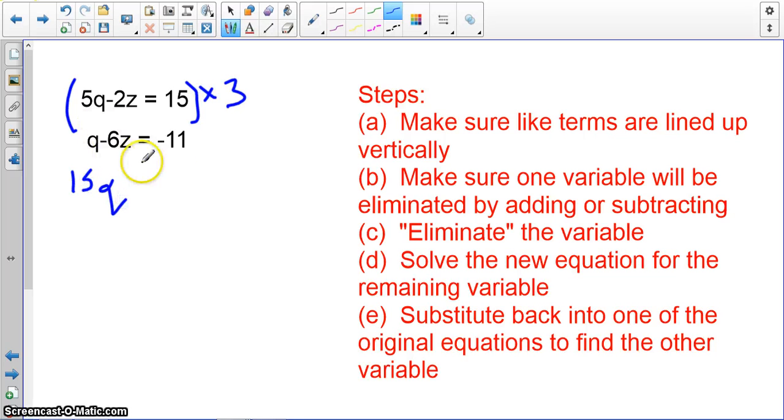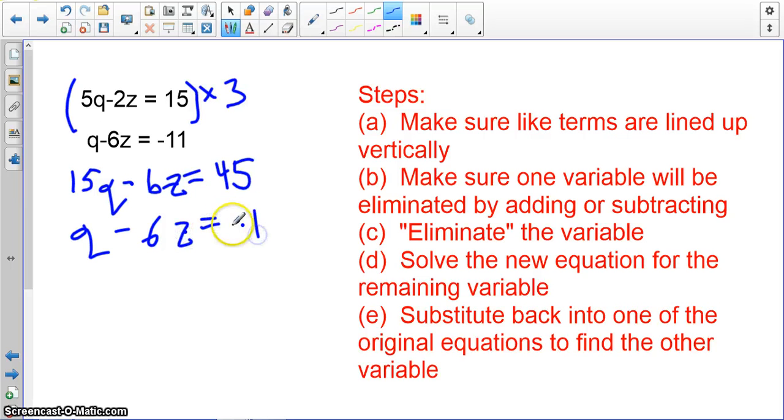15q minus 6z equals 45. Okay? And I'm going to rewrite the second equation because my crummy handwriting made it so that nothing really matches up. So I'm going to just rewrite the bottom. So we have q minus 6z. And there we go. Okay, so if we add, it doesn't work. So that's why I subtract. Okay, I can subtract them.